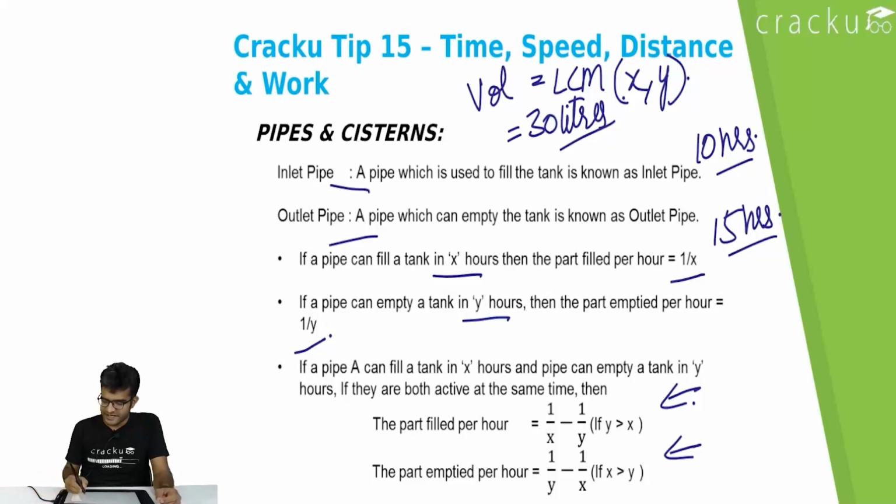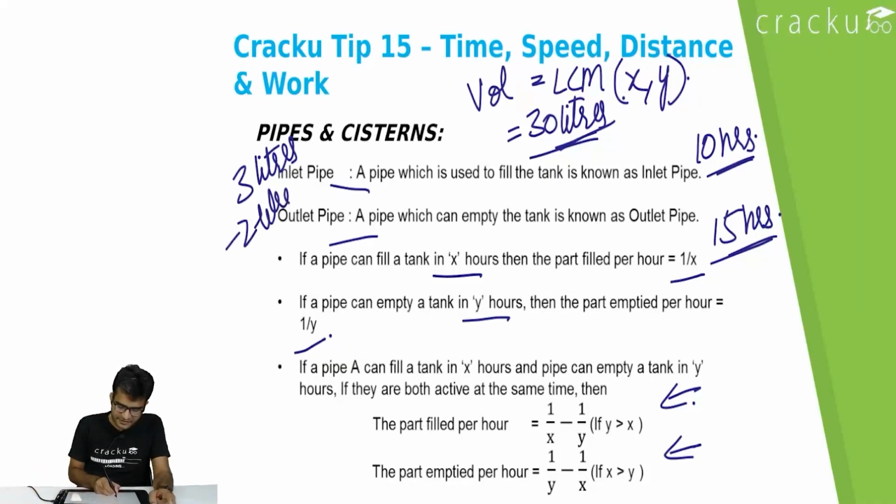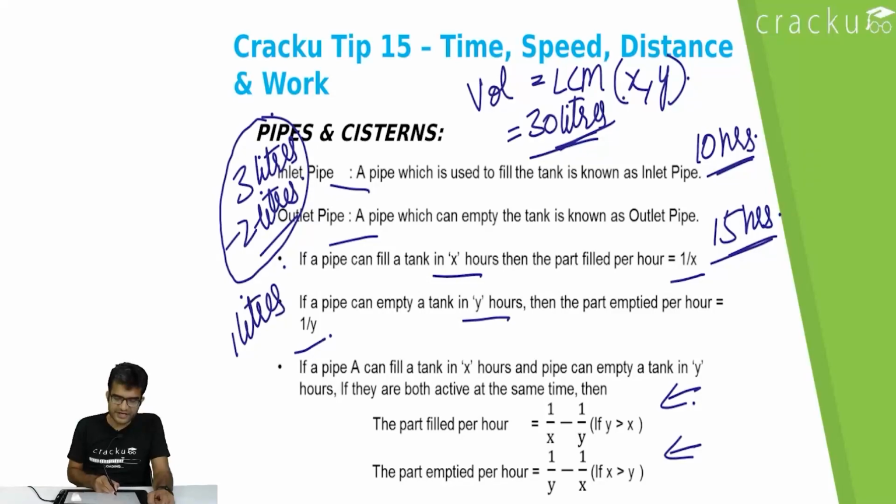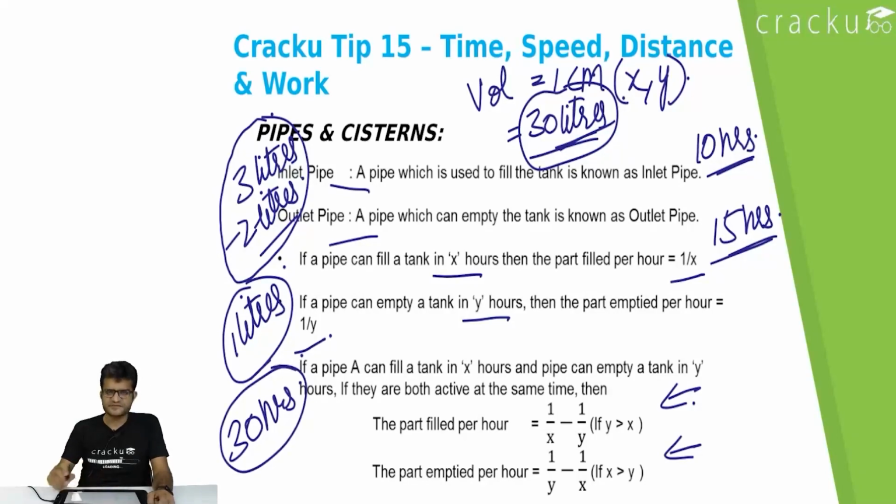The inlet pipe takes 10 hours to fill 30 liters, so in 1 hour it is going to fill 3 liters. The outlet pipe takes 15 hours to empty 30 liters, so in 1 hour it is going to empty 2 liters. So if both of them are open at the same time, the amount of water that is filled will be 3 minus 2, that is 1 liter. And the time taken to fill will be 30 liters, which is the total volume, divided by 1 liter, which is equal to 30 hours. This way there is no confusion and the calculations become very easy.